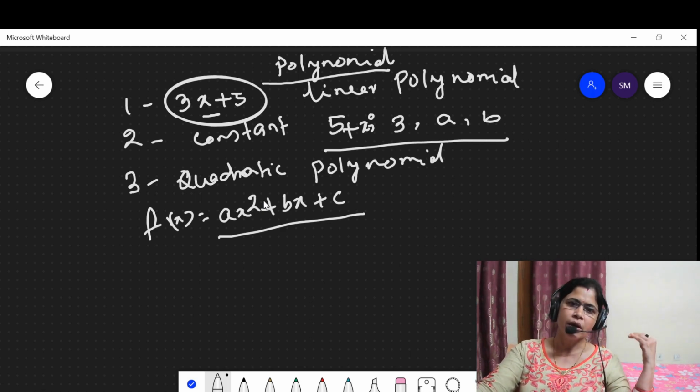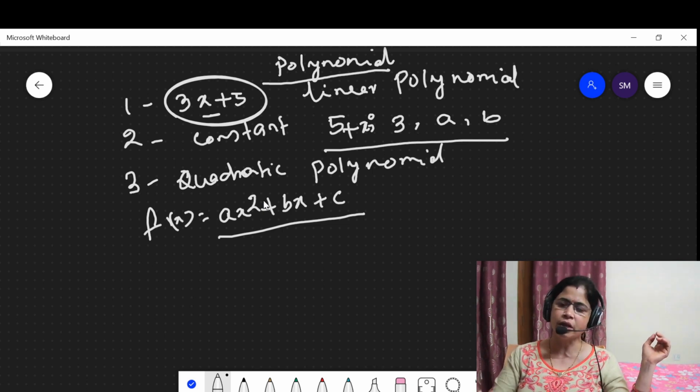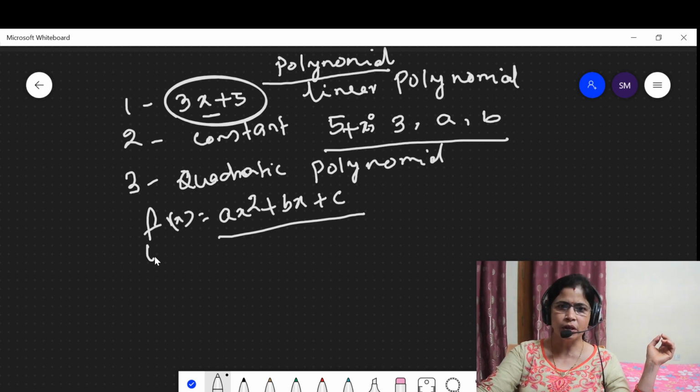Then next, cubic polynomial. A cubic polynomial is a polynomial of degree 3. Then fourth is called the cubic polynomial. This is just to recall the polynomials to you.